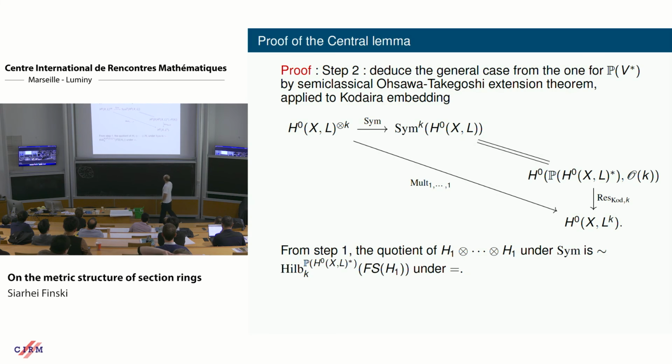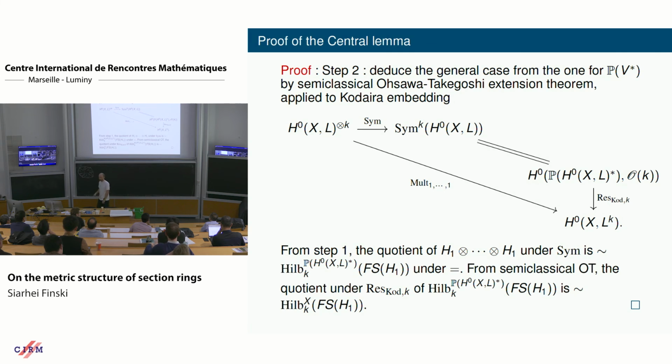And now, from step 1, I can factorize my quotient operation into two quotients, this one and this one. Step 1 tells me that the quotient under this first map will be equivalent to the Hilp on the projective space. And now, by the semi-classical Ohsawa-Takegoshi applied to the Kodaira embedding, I see that the quotient under the second map will be equivalent to the L2 metric on the manifold itself. This gives us a proof.